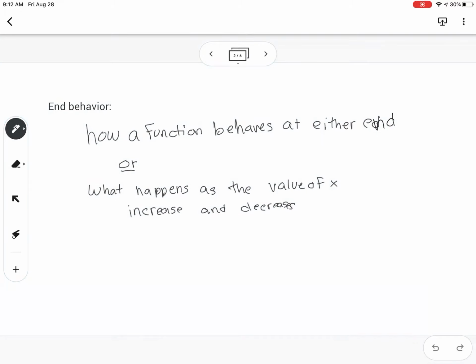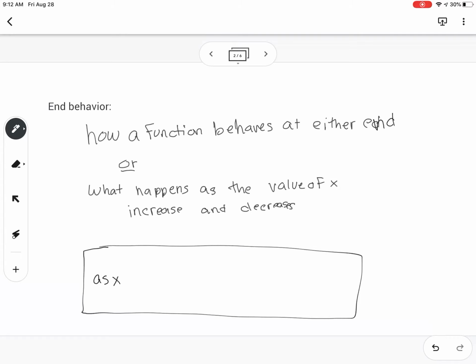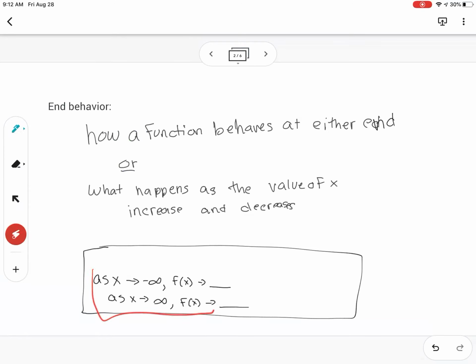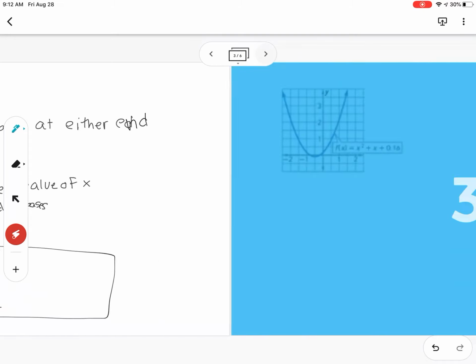Actually, I'm going to tell you the proper way to write the answers. This is the form all your answers will be in. They'll always look like this: as x approaches negative infinity, the function approaches blank, and you fill that in. And then the second part is as x approaches positive infinity, the function approaches blank. And then in there you'll put your two answers. The first part will always look the same for everyone. You're just changing out this part. All right, so let's look at an example.